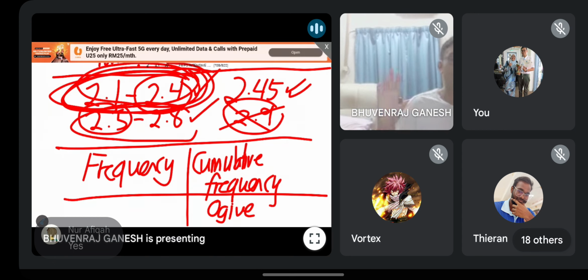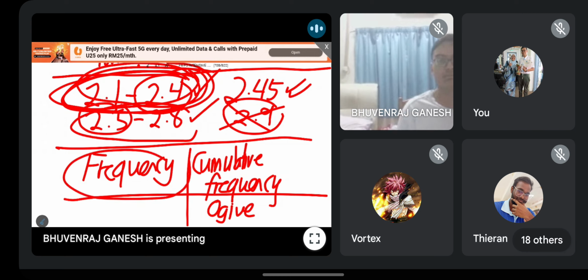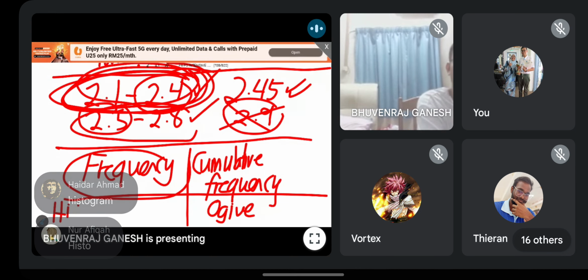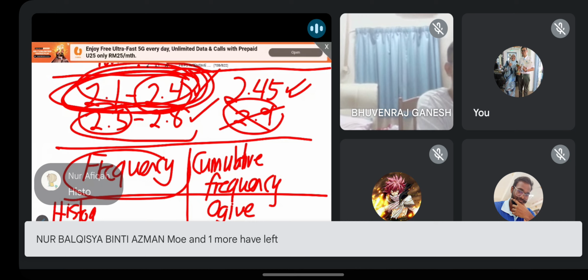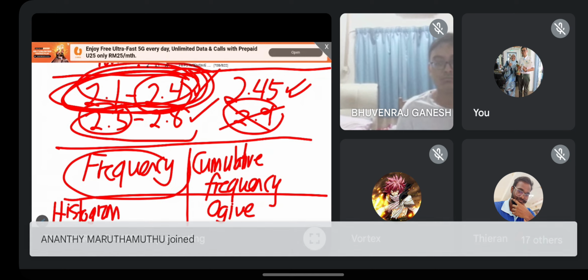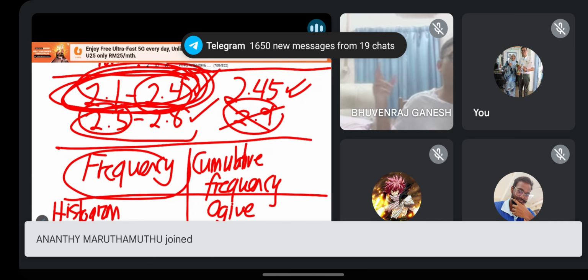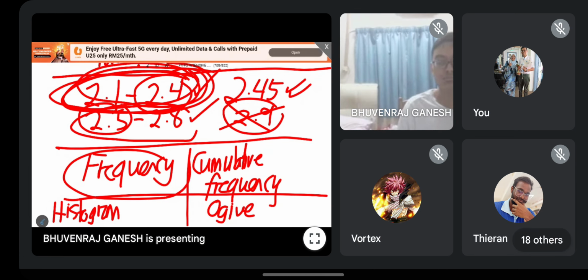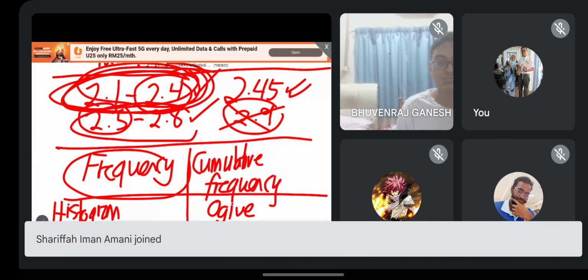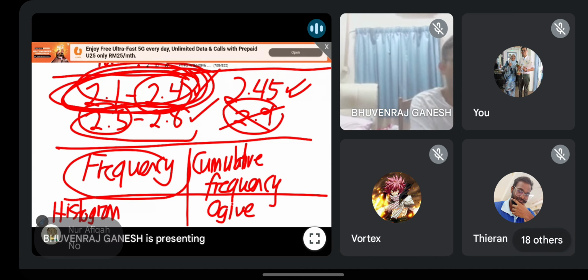Always remember, guys, OGIVE must cumulative. Longgokan. Okay, no other choice. How about just frequency? Hanya frequency graph jenis apa? Yes, histogram. Histogram, we only plot frequency. Lagi? Others? Other type of graph? Line graph that plot frequency on y-axis? Anyone know? Guys, kamu lupa ke frequency polygon?